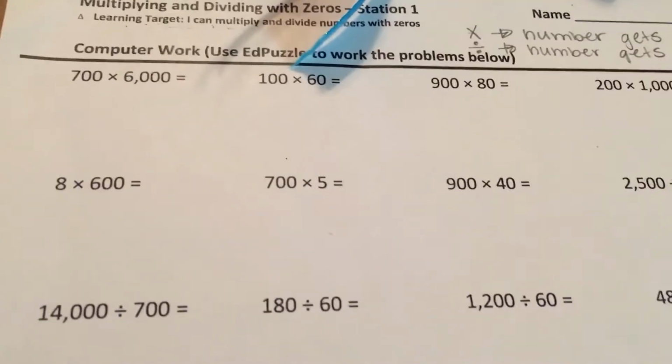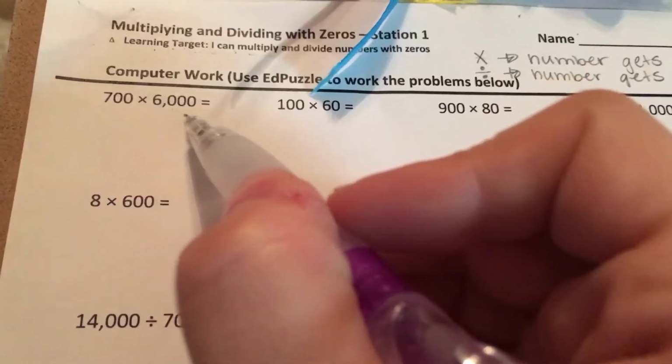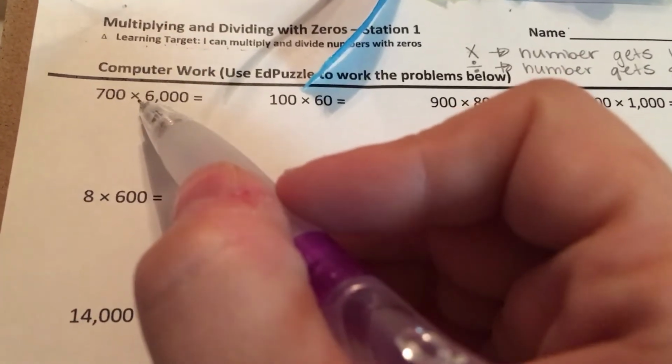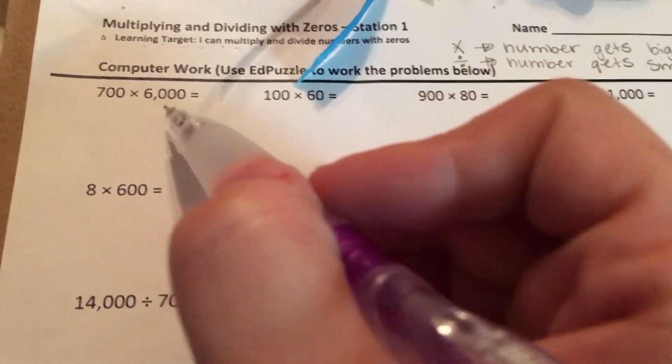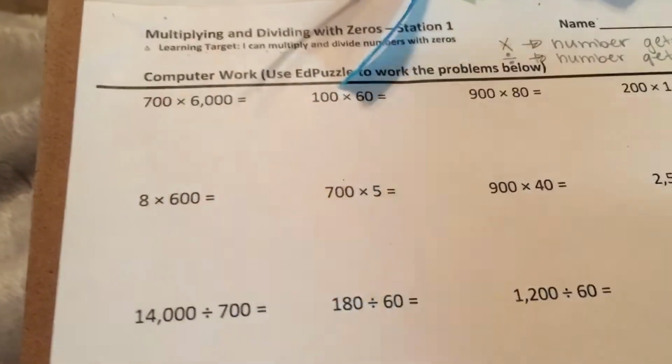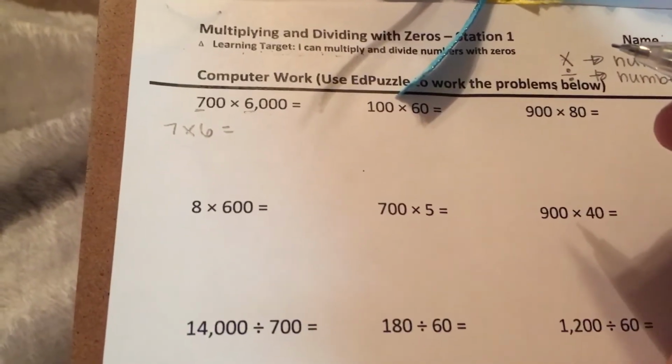So if I'm looking at these multiplication problems, for example this one, my largest number is 6,000, but I'm multiplying, that means that my end answer has to be bigger than this. Whenever we multiply, we're going to pretend that those zeros are not there, and I'm going to take out the 6 and the 7. So 7 times 6 equals what? Well, I know that 7 times 6 is equal to 42.